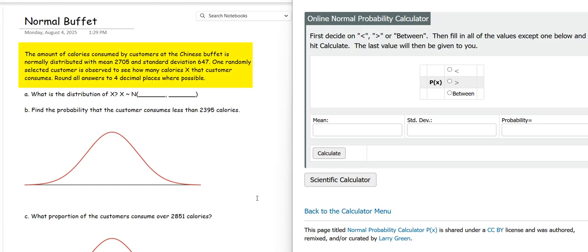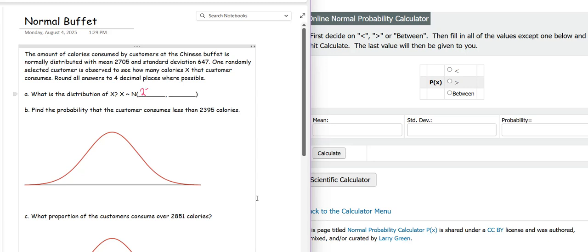The amount of calories consumed by customers at the Chinese buffet is normally distributed with a mean of 2,705 calories and a standard deviation of 647. A randomly selected customer is observed to see how many calories X that customer consumes. So this is a normal distribution, and the mean is 2,705, and the standard deviation is 647.